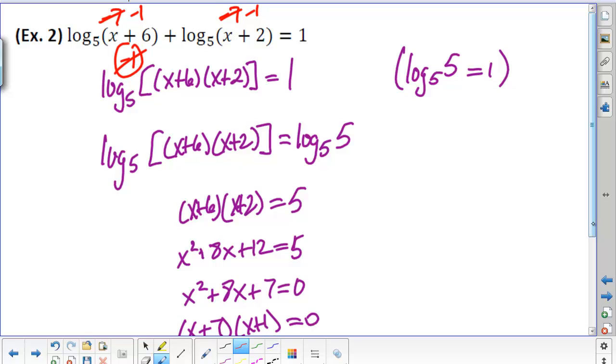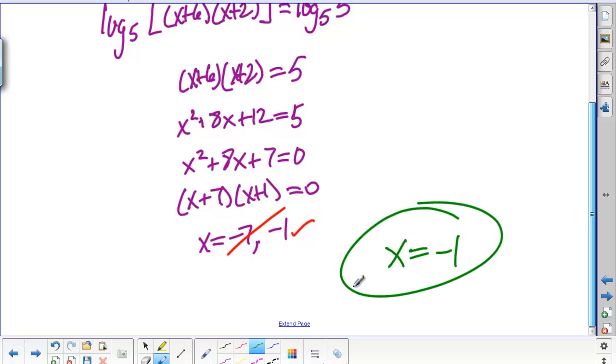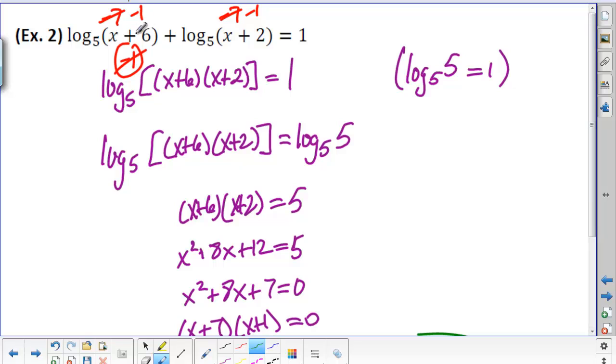That's good. Both are positive. So the positive one works. I'm sorry, the -1 works. So that's our solution. So you just go back and test them. Make sure that these values right here have to be positive when you plug in your x values.